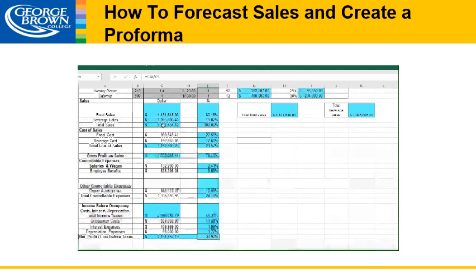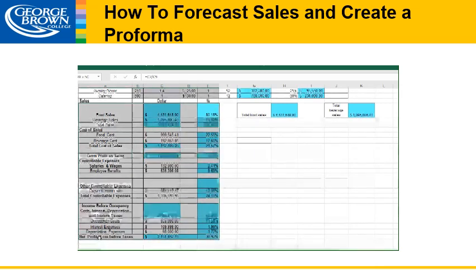But again, this is just an example. So this is what we're projecting for the upcoming year. Whether this actually happens or not depends on how accurately we're forecasting.